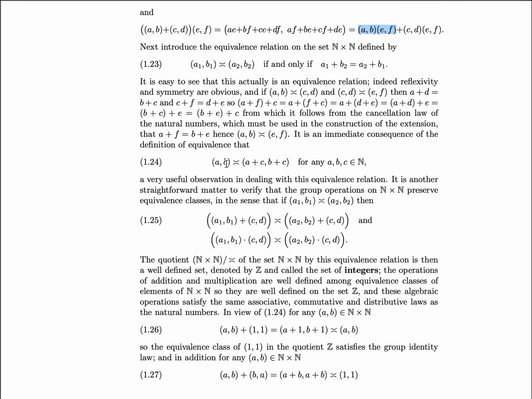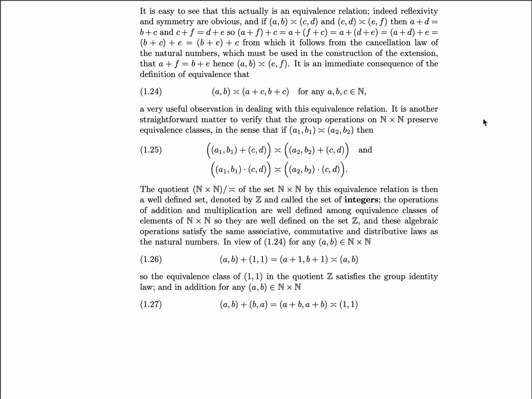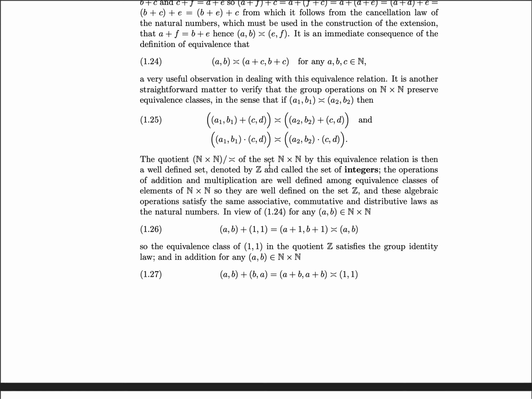We have this immediate consequence that for any element (a, b), we have an entire equivalence class given by (a plus c, b plus c) for any triplet of natural numbers a, b, c. And this is a very useful property when we're dealing with this particular equivalence relation. We can also verify that all the operations on N cross N preserve this equivalence, in the sense that if you have two equivalent elements of N cross N, then the sum is equivalent to the sum, and the product is equivalent to the product. That is, (a1, b1) plus (c, d) is equivalent to (a2, b2) plus (c, d), and the same for multiplication.